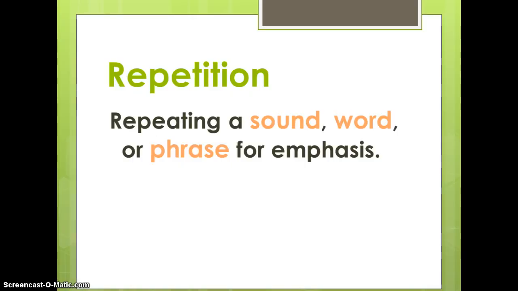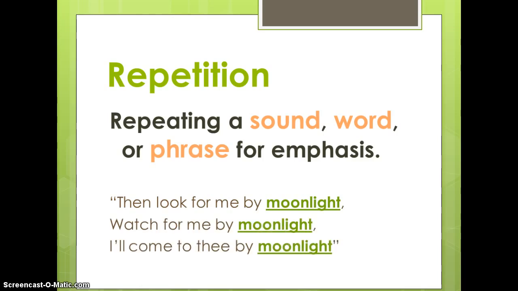Our next poetic device is repetition. Pretty simple. Repetition being how we repeat a sound, word, or phrase for emphasis. Let's look at an example. Then look for me by moonlight. Watch for me by moonlight. I'll come to thee by moonlight. We repeat this word moonlight over and over and over because that's what the poet wants to stick in your mind. He's using it for emphasis.